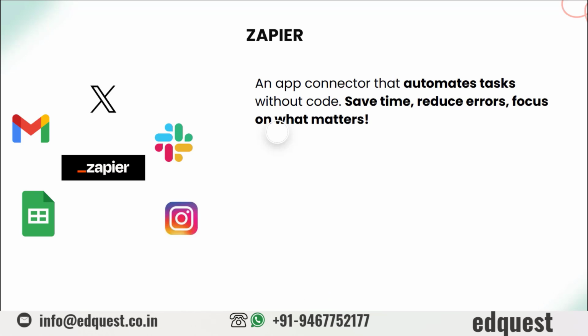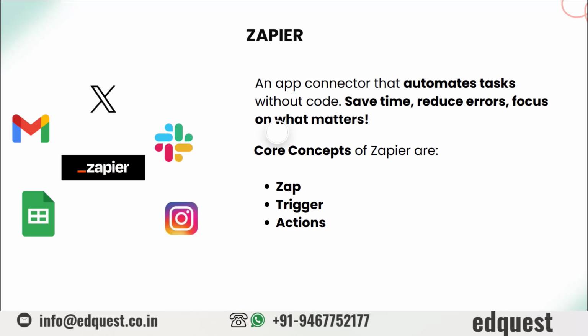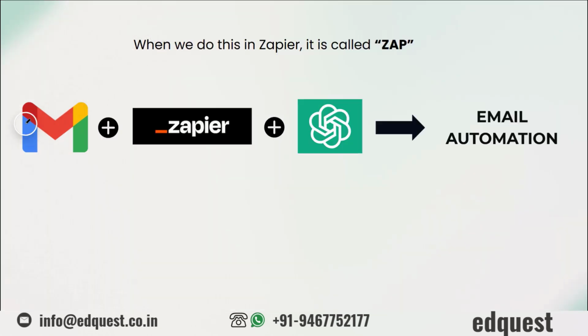Zapier is a web automation tool that allows users to automate repetitive tasks between 2 or more different web applications without needing to write a single line of code. It has the ability to connect more than 7,000 apps and automate them. But before going on to it, let's discuss the core concepts of Zapier, which are Zap, Trigger, and Action. So this is an example that we are going to consider to understand how Zap, Trigger, and Action work.